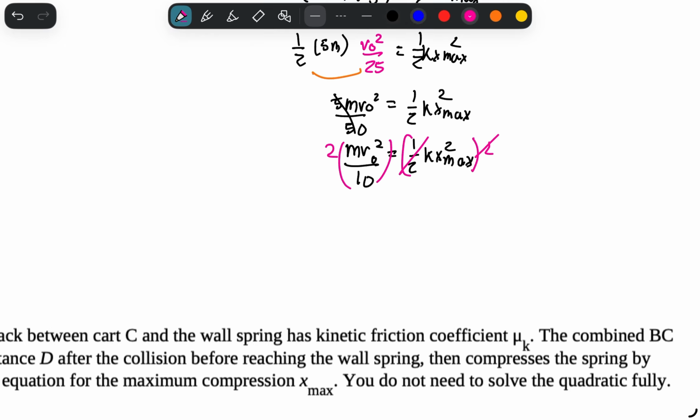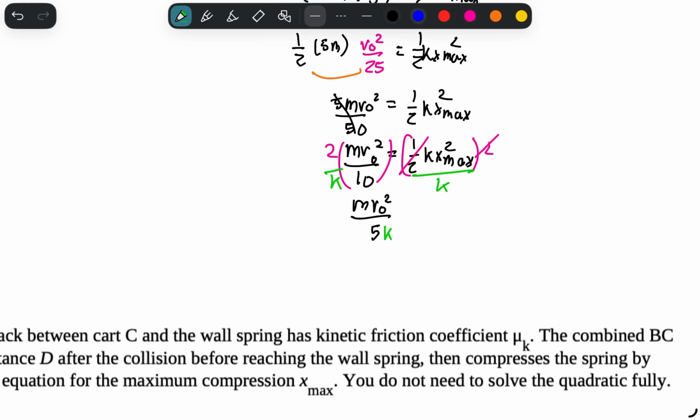Then you can cancel that out. You get 2 over 10. But 2 over 10 is the same thing as 1 over 5, right? So then you have m v initial squared over 5, and that's going to be 5. But you can also see here, you can divide k at the same time. Kill two birds with one stone.